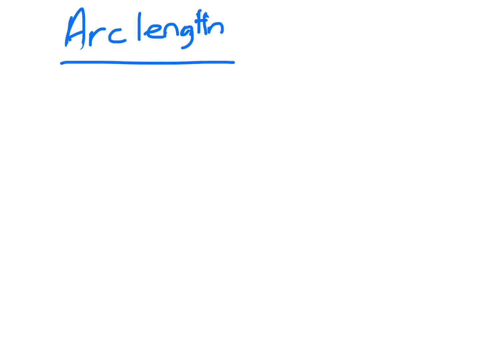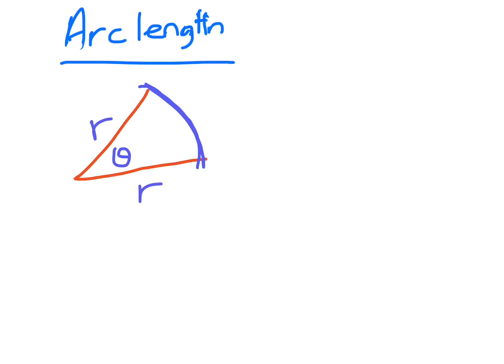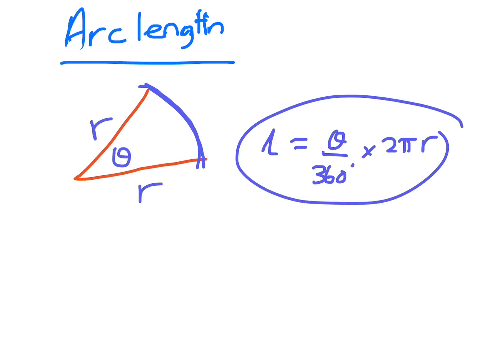Looking at the arc of a sector. Okay, so if you have a sector and we're looking at the arc, this is the arc here. In order to get the arc, if that's theta, and that's r, and that's r, the arc length is theta on 360 times 2 pi r. Okay, that's what you've been used to doing.